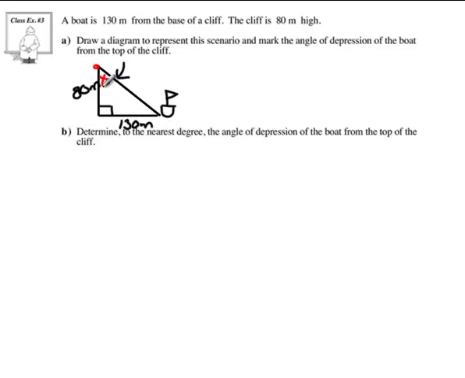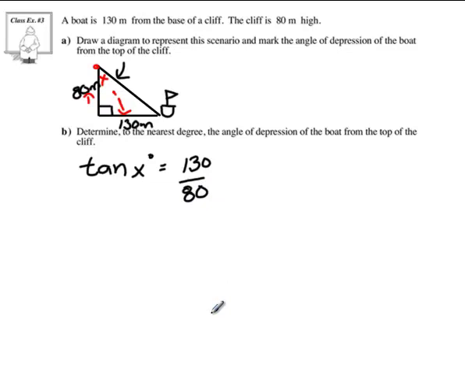So in relation to that angle we're looking for, I have the opposite side and I have the adjacent side. So that means I'm going to use tan. Tan of this unknown angle would be equivalent to 130 meters divided by 80 meters.